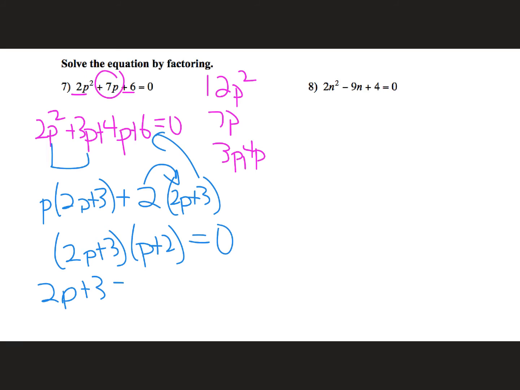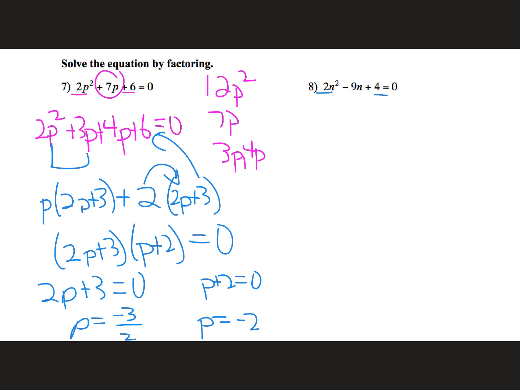So then you got to write two equations. 2p plus 3 equals 0. Subtract 3, divide by 2. And p plus 2 equals 0. Subtract 2. That's all you got to do for those. That was kind of fast. So let's try this next one.